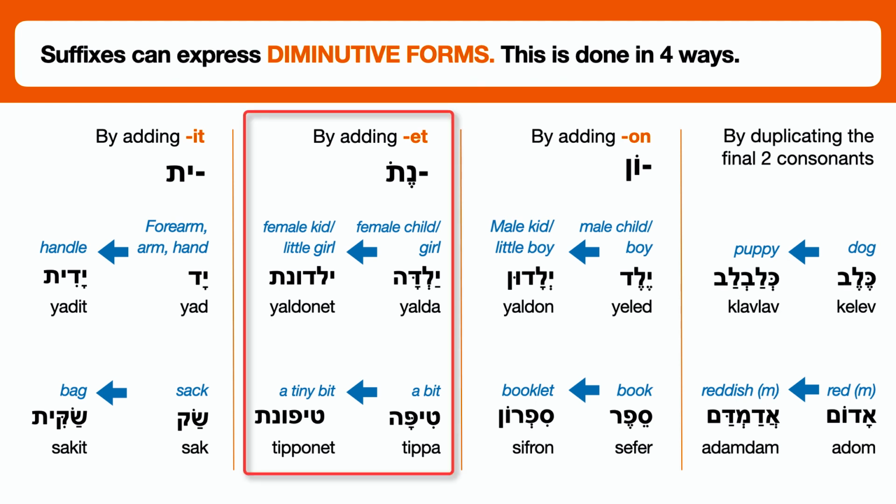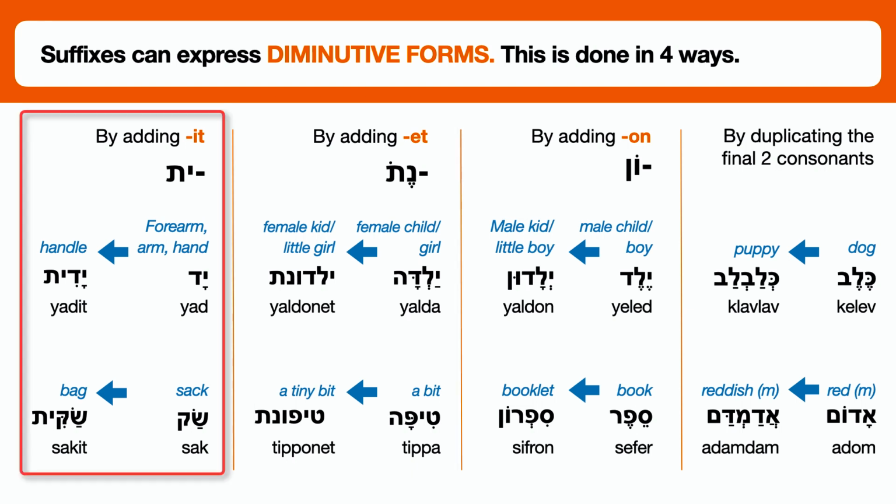Another way is to add the suffix et. So in these examples we have the Hebrew word for girl, which is yalda, and to say little girl we say yaldonet. Yalda, girl, yaldonet, little girl. Another example here is tipa. Tipa means a bit. And if you want to say a little bit, we say tiponet. Tipa, tiponet.